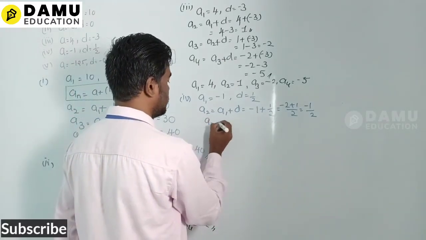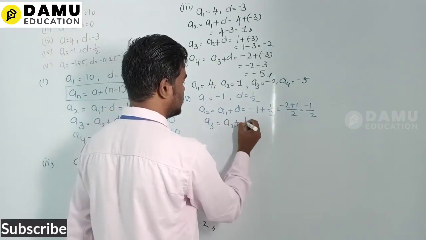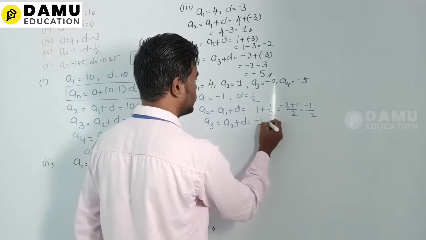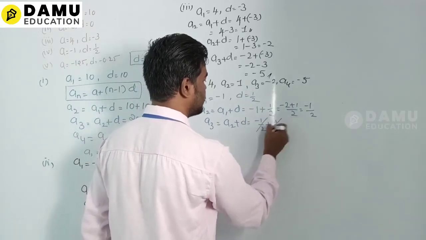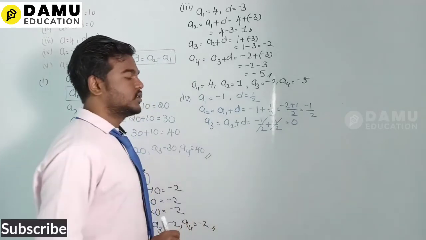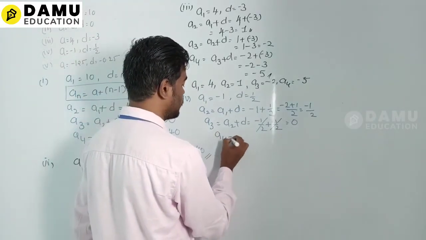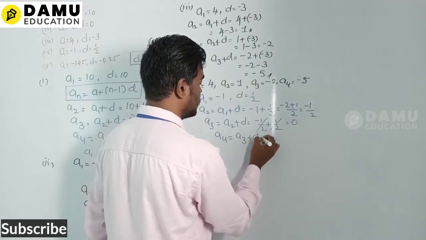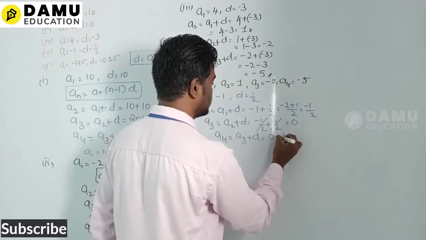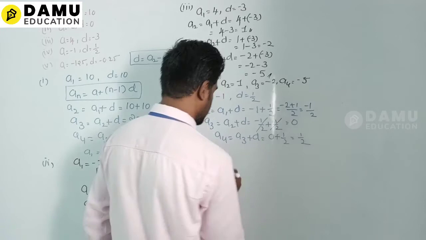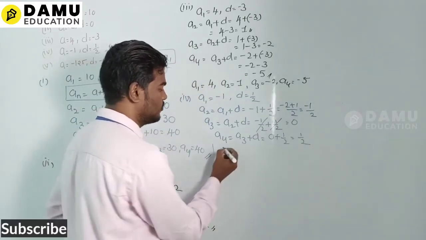Then a3 is a2 plus d. a2 is minus 1 by 2, the difference is 1 by 2. So plus 1 by 2 minus 1 by 2 is 0. So that half, that half cancels. Then a4 will be equal to a3 plus d. So a3 is 0 plus d, which is 1 by 2, that is 1 by 2. So what are the values?